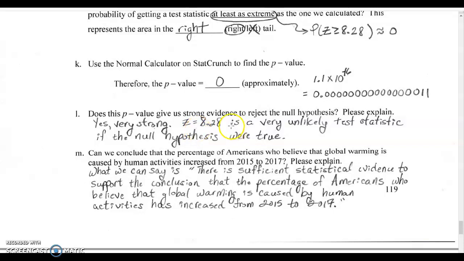So we have evidence, so since the p-value is really small, less than alpha, we can reject the null, which means there is sufficient statistical evidence to support the alternative, which in this case is that the percentage of Americans who believe global warming is caused by human activities has increased.